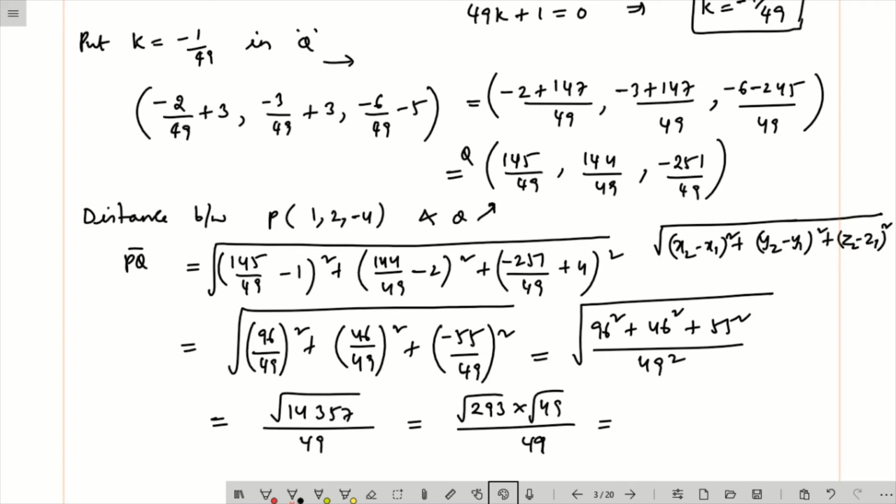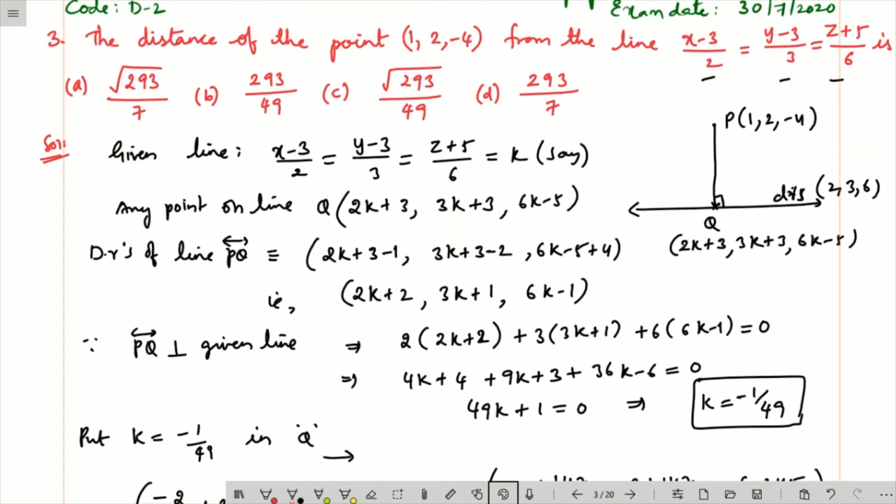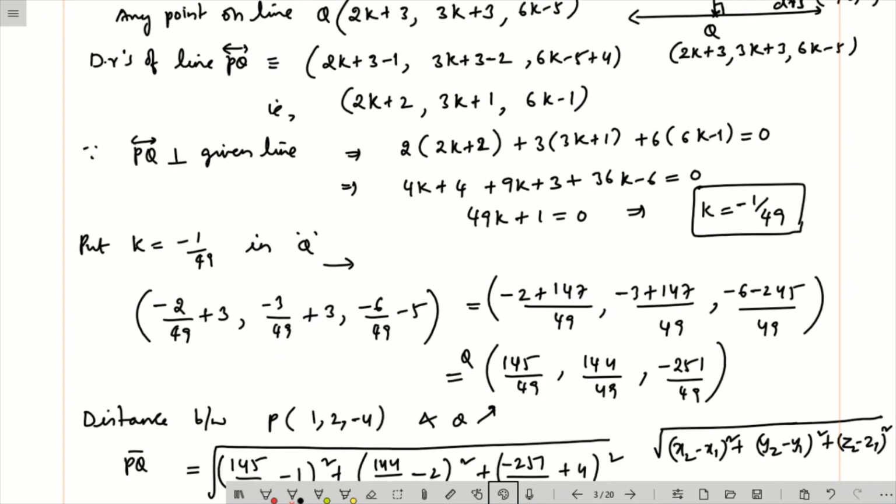So under root of 49 is 7, we can write 7 times root 293 divided by 49, so 7 times, and hence the answer is the distance, under root of 293 divided by 7 units. So we can go with the first option. Okay, right. Now we'll see the next question.